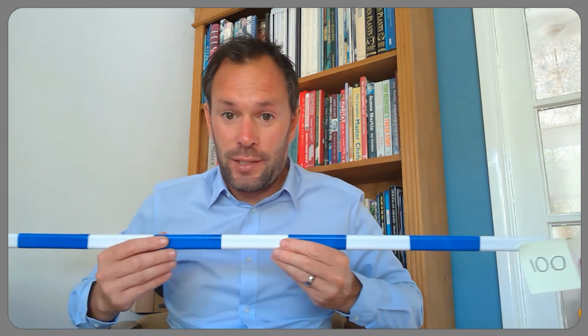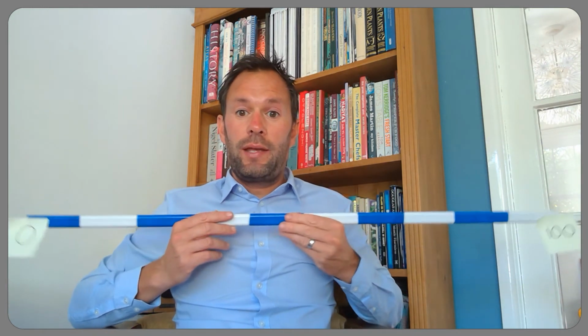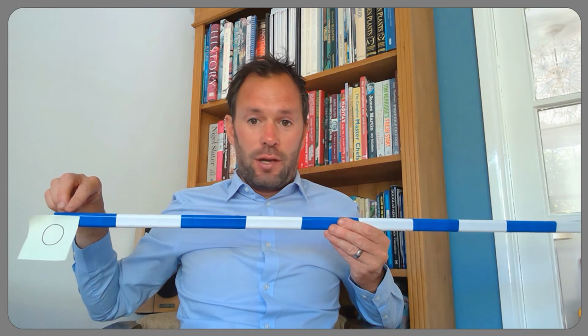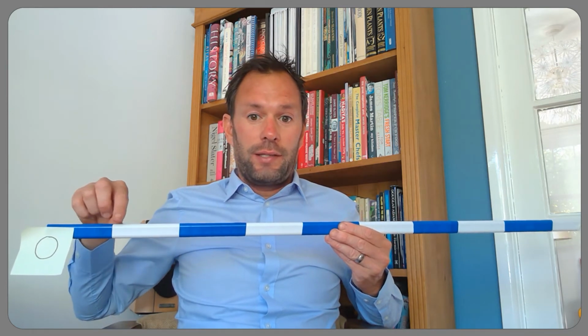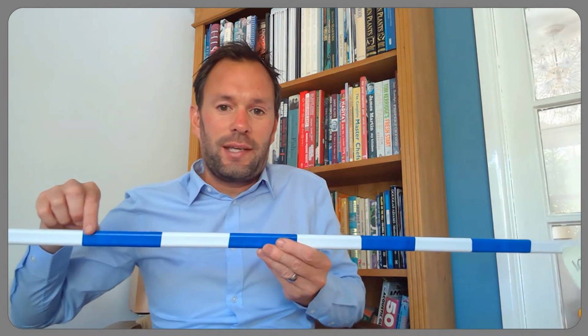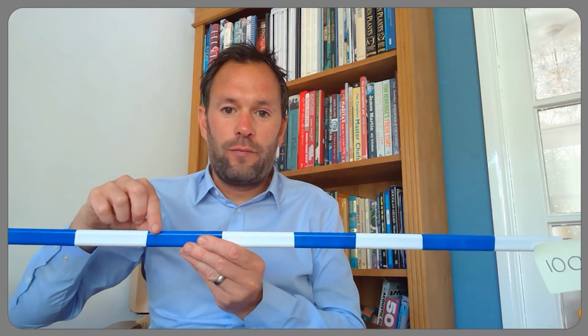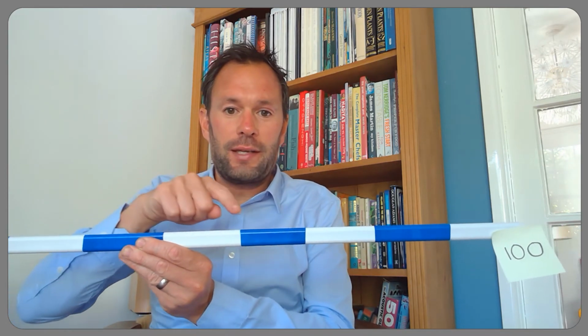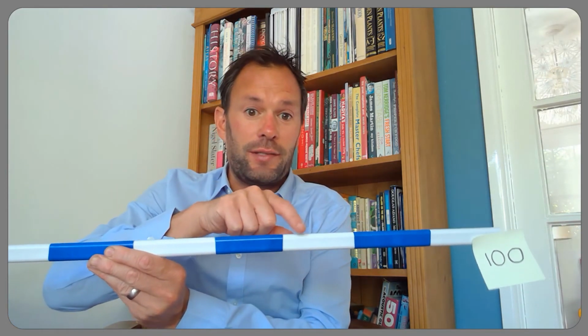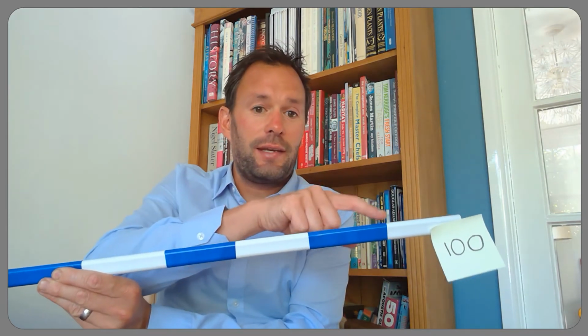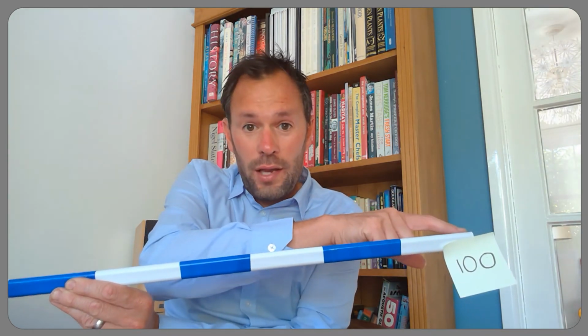So let's count in tens. You counting along with me, starting at 0. Let's go. 0, 10, 20, 30, 40, 50, 60, 70, 80, 90, 100.